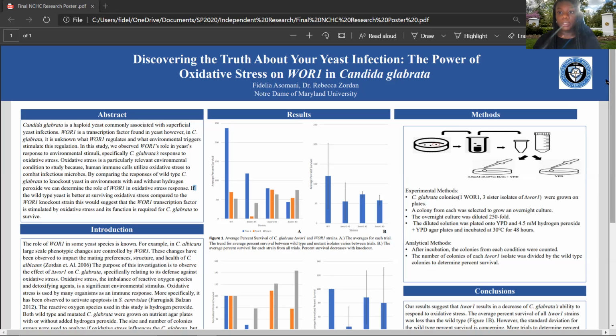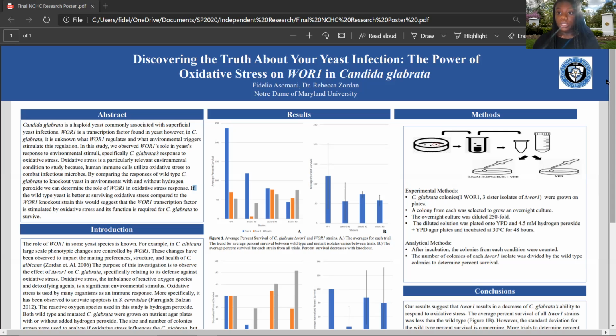In other species of yeast, such as C. albicans, which you normally will find in your gut, WAR1 controls large-scale phenotypic changes, and these changes have been seen to impact mating preferences, structure, and the health of C. albicans. So in this study, I will be studying the effect of the knockout WAR1, which I also refer to as delta WAR1, and its relation to oxidative stress, specifically the yeast defense against oxidative stress.